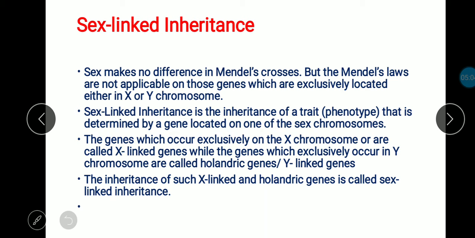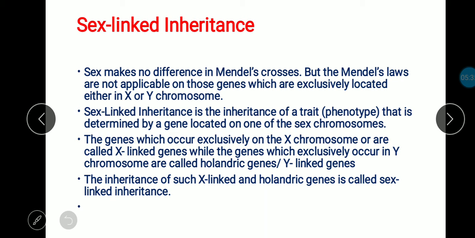The genes which occur exclusively on the X chromosome are called X-linked genes, while the genes which exclusively occur on the Y chromosome are called Y-linked genes. The inheritance of such X-linked and holandric genes is called sex-linked inheritance.